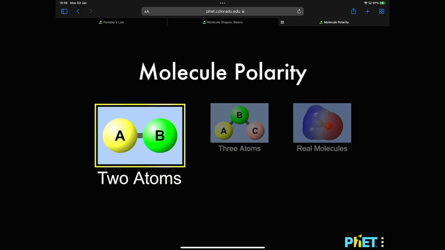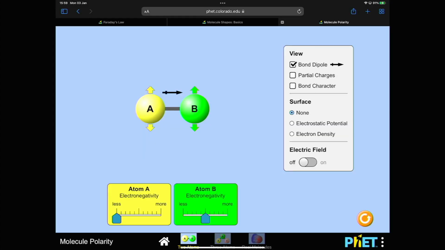So guys, we can have a look at 2 or 3 atoms and even the real molecules to see the electron clouds, but let's have a look at 2 atoms. So what we have here is atom A and atom B, and you can actually choose the electronegativity. I'm going to put the electronegativity there, and can you see it is less or more pushing from the one to the other. So make that less, and you can see what's going to happen.